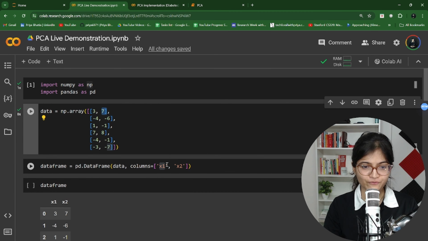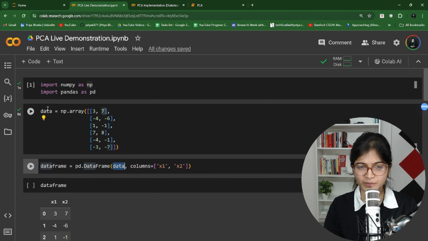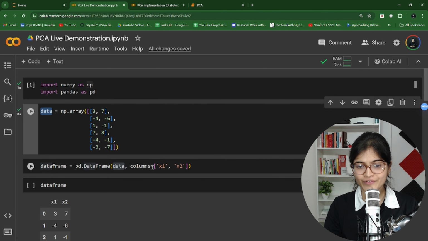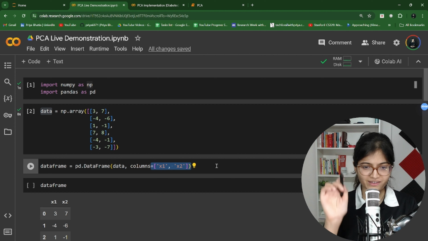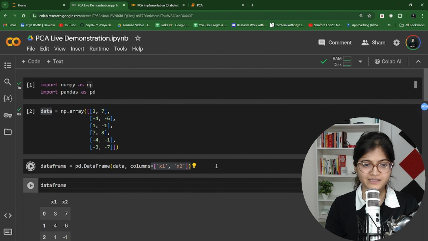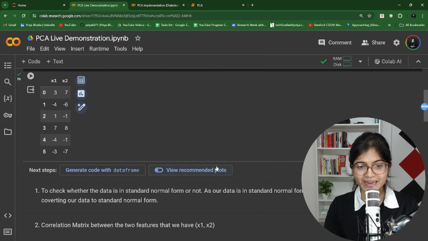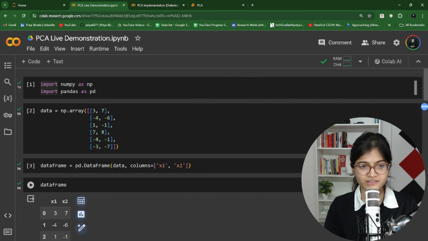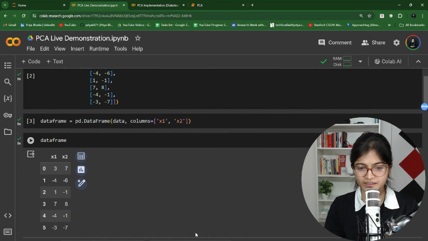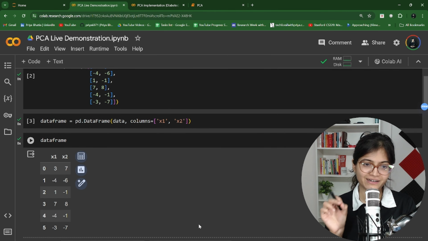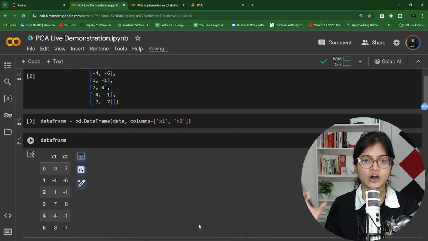So here you can see we have the data which is available with us. It's a 2D array, and we have assigned the column names x1 and x2. And this is how our data frame is ready now. The very first step in our PCA part is to make sure that we have the data in standard normal form.